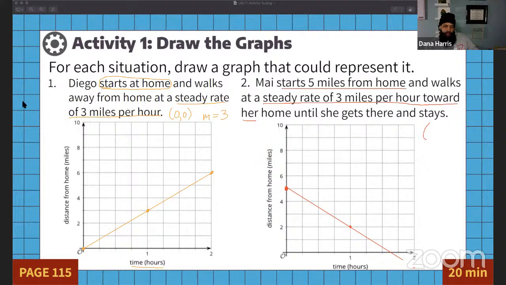So those are pretty simple. Notice I didn't write here that we have (0, 5), and we have m equals -3. Why is it -3? Because she's walking towards her home, so her distance from her house is decreasing as she gets closer to the crib. All right, clear these out.